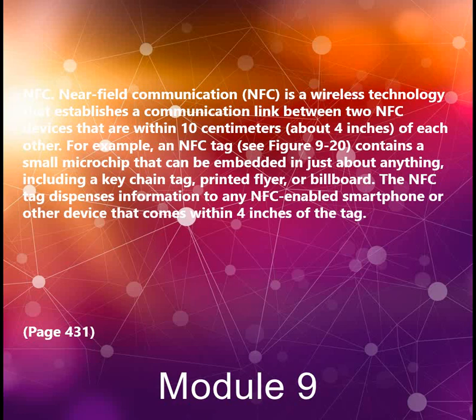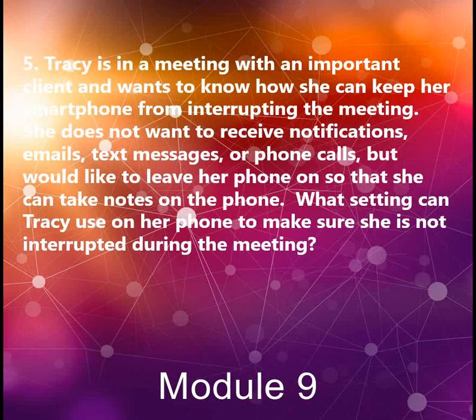For example, an NFC tag, you can see figure 9-20, contains a small microchip that can be embedded in just about anything, including a keychain tag, printed flyer, or billboard. The NFC tag dispenses information to any NFC-enabled smartphone or other device that comes within 4 inches of the tag. So it only has a 4-inch distance. All right, and that's for security, of course. All right, on to number 5.